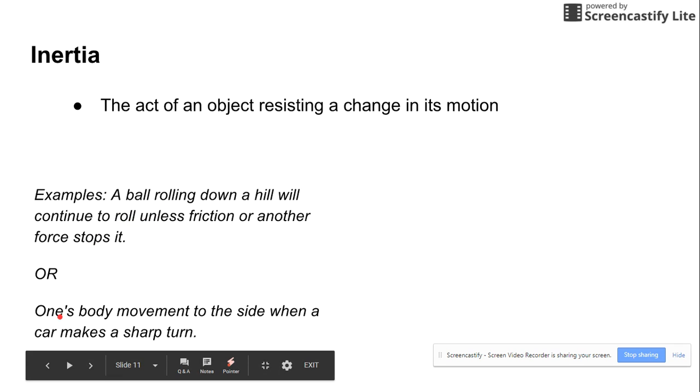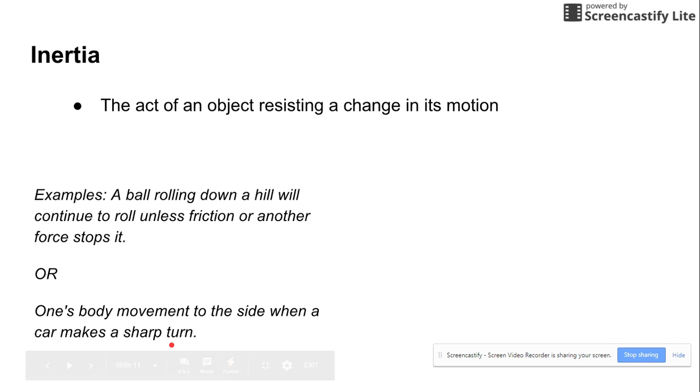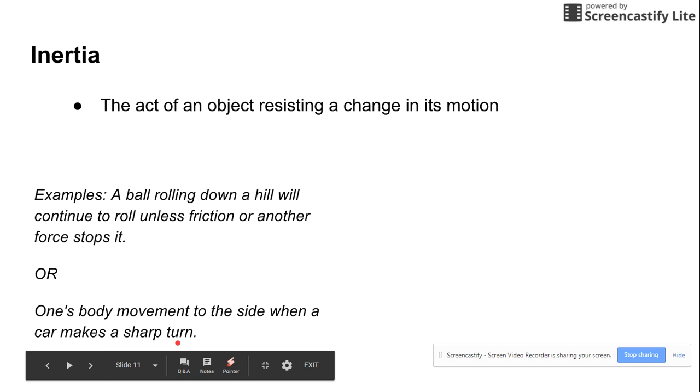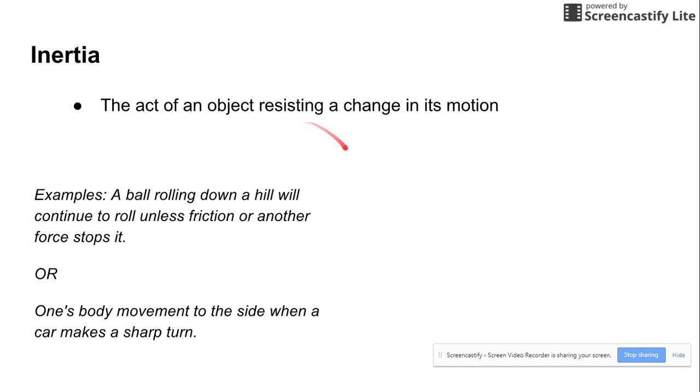Other example, one's body movement to the side when a car makes a sharp turn. Think about how difficult it is to keep your body upright in a car. Whenever your car makes a really sharp turn, your parents forget where they're going and they turn this way really, really fast. Okay, it's really hard to keep your body up. So your body is going through inertia, the act of resisting a change in motion.